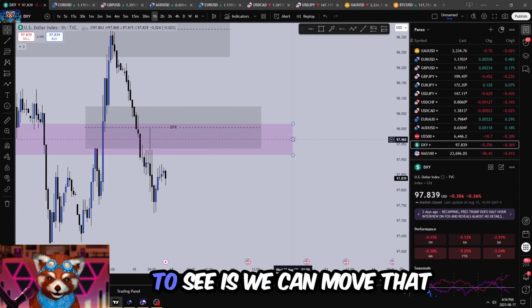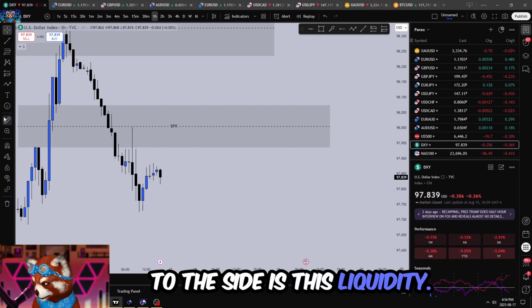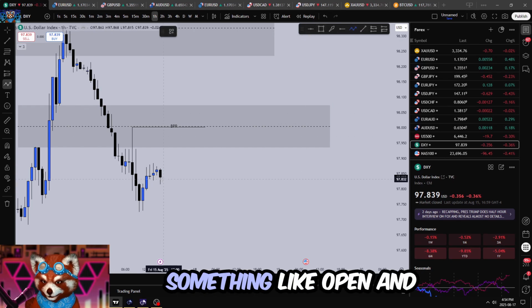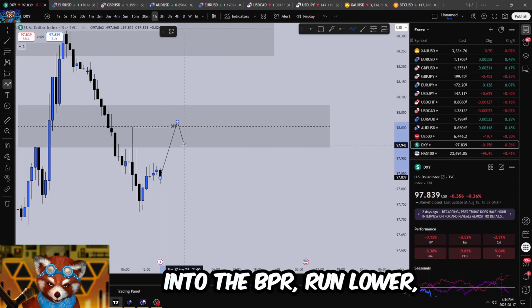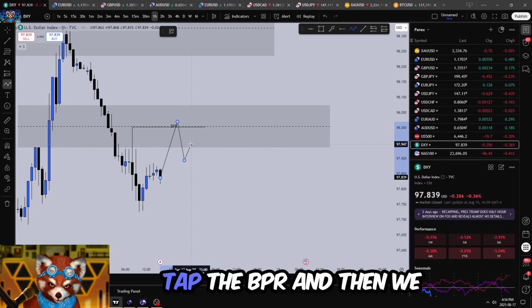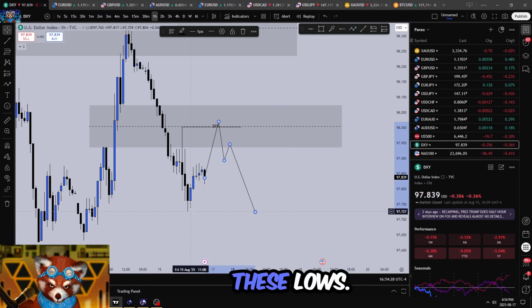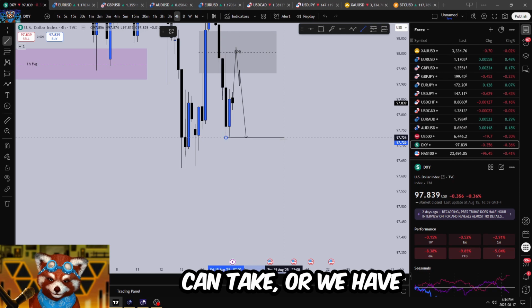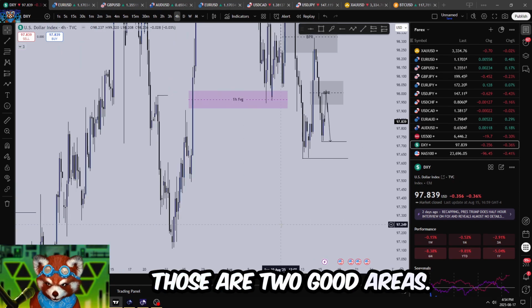Something I would like to see, we can move that to the side, is this liquidity. I would like price to take out this liquidity. I would like it to do something like open and go here, take it out, run into the BPR, run lower, tap the BPR, and then we can take the profits of these lows. We have these lows that it can take. Those are 2 good areas.